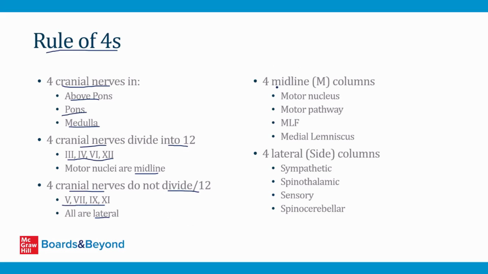Then the rule of fours says there are 4 midline columns or pathways. They all begin with the letter M. These 4 columns are the motor nucleus, the motor pathway, the MLF, and the medial lemniscus. I'll talk about what I mean by all these things in a second.